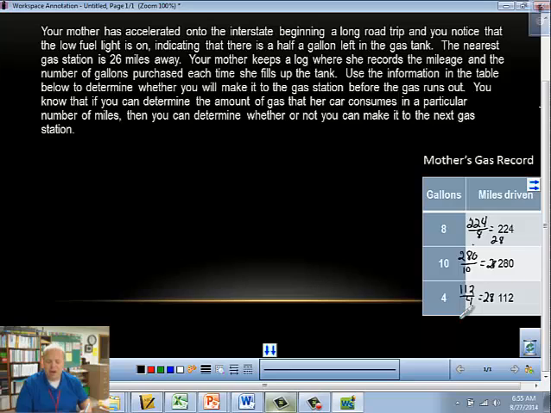What does that mean? That means that for every 1 gallon of gas, the car is going to drive 28 miles per gallon. Now I want to write my equation. The equation is y equals kx. We know that x and y are variables, and k stands for the constant of proportionality. K equals y over x, and we'll talk more about this in a minute. If I make gallons my x and miles driven my y, that's how I found my constant: 224 divided by 8, 280 divided by 10, 112 divided by 4. So my equation is y equals 28x.